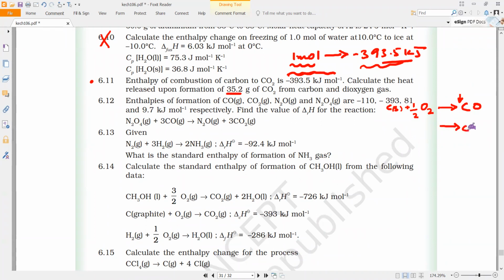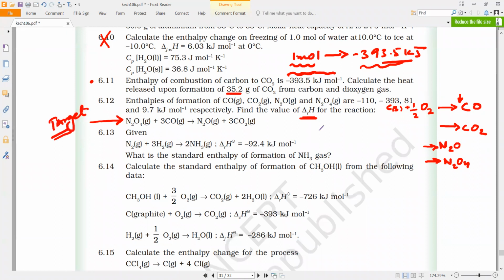Similarly, you will do the same thing with CO2, then with N2O, and then with N2O4. Now you have a series of reactions. Then you have been asked to find the value of delta H of reaction for the following reaction. This is our target reaction. Now you need to arrange these reactions in such a way that when you sum them up, you get the target reaction. You will also write the delta H of formation here, and however you arrange these reactions, you sum them up.